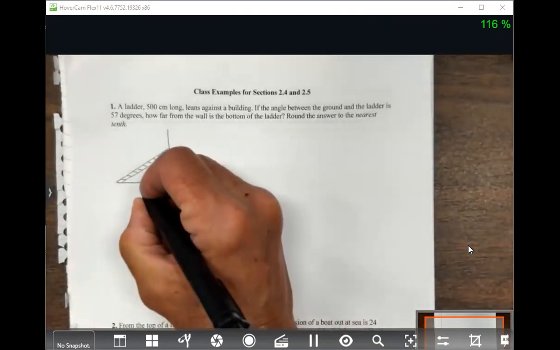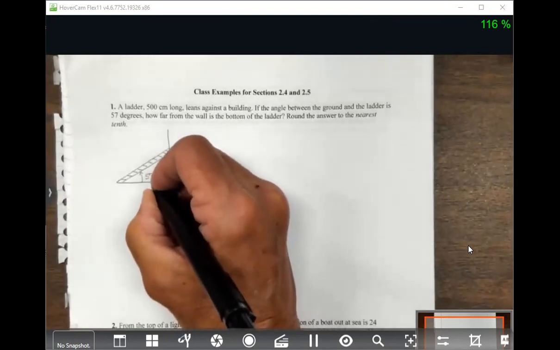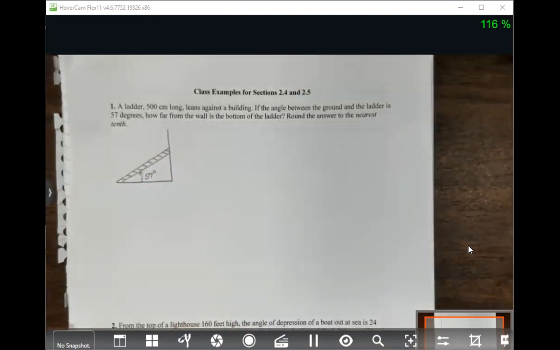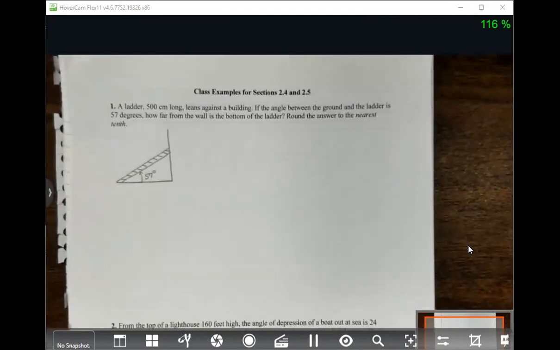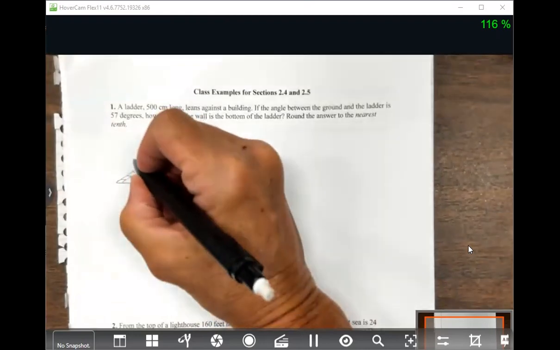I didn't make my angle big enough. That should be 57 degrees. Doesn't look like it. Looks more like 30-ish degrees, but it isn't. It's 57 degrees. Why did it do that? Was that just me, or did that focus on its own? Sometimes my life is like that. Wow. There's my 500 centimeter long ladder.